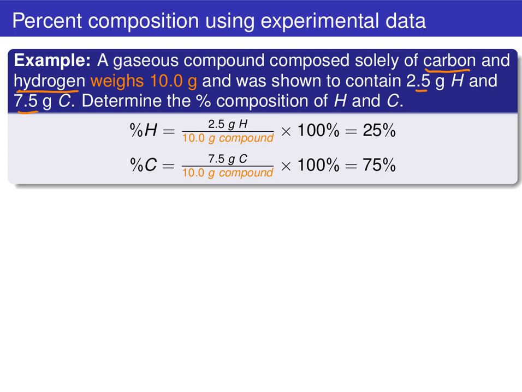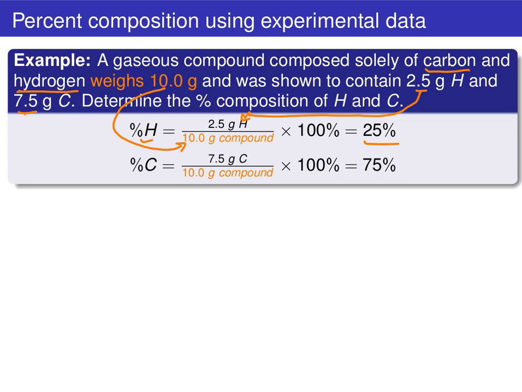To determine the percent composition of hydrogen and carbon, all you have to do is take the mass of whatever element you're going after. In this case, we'll look at hydrogen first. For the percent composition of hydrogen, we take the mass of hydrogen, taken from the problem here, divide it by the mass of the entire compound, take that ratio, multiply by 100, and we get our 25%. Once again, we could of course take 100 minus 25 to get our answer for carbon, because we know it's only carbon and hydrogen present.